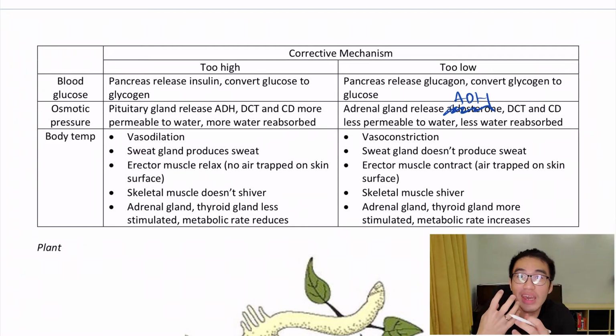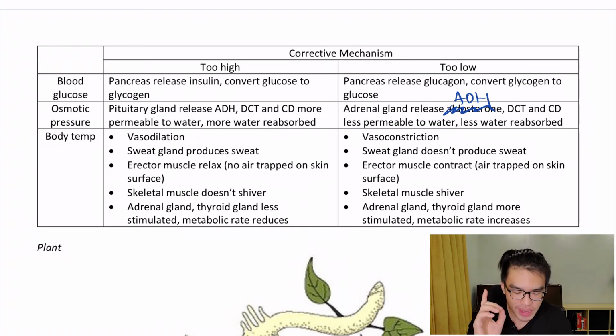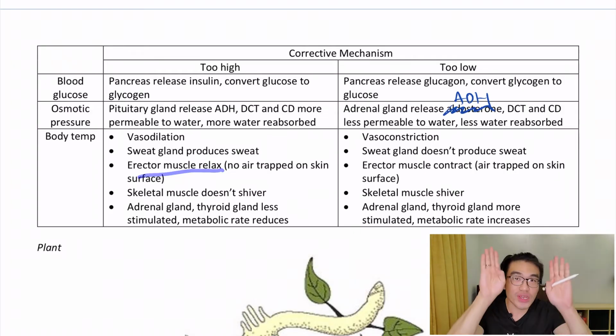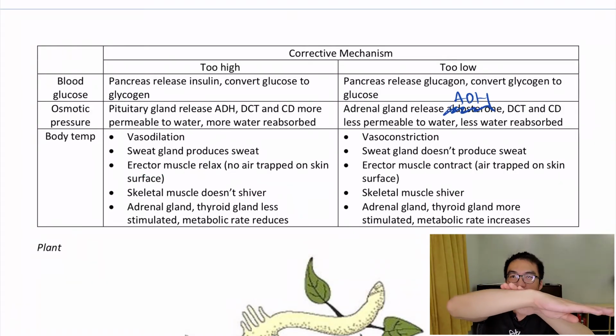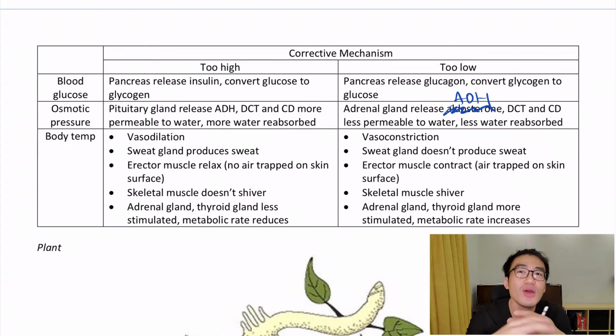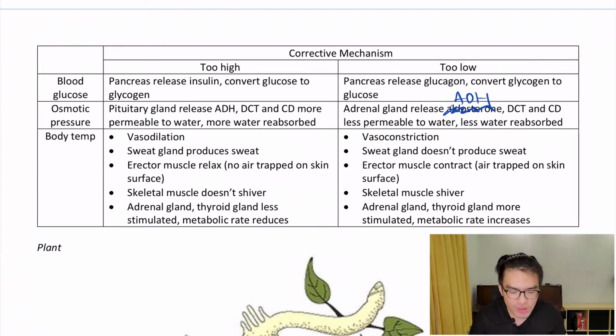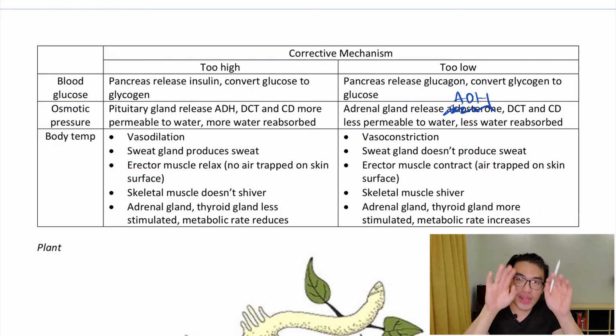This is how they carry heat away. You don't lose heat by sweating, you lose heat when the sweat evaporates. Next, you have your erector muscle relax so that your hair goes down, so that they don't trap a layer of air, because you know air is an insulator of heat. This is why when you wear a jacket with fur inside, they trap air, you feel hot. So they don't do that on a hot day, so they relax their hair.